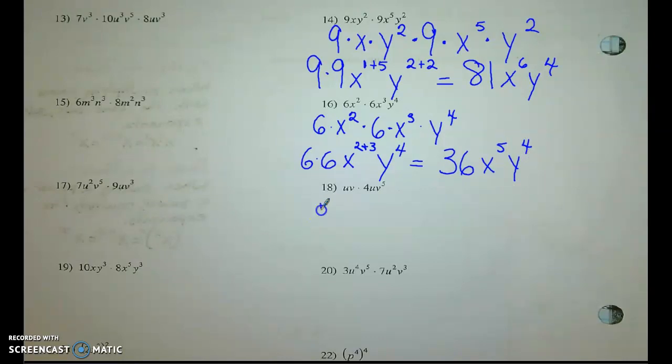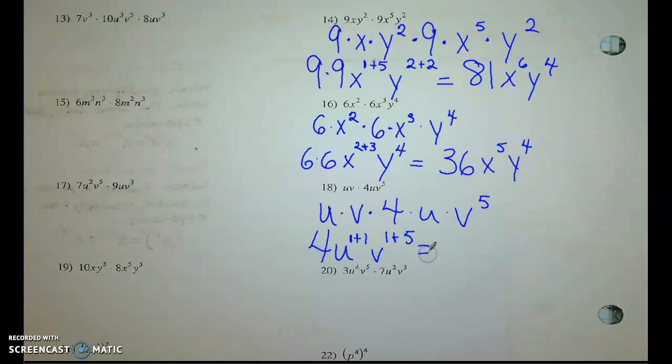Number 18, separating it out. U times v times 4 times u times v to the 5th power. Okay? We only have the 4, so I'm going to start out with it. And then I have my u's. Remember, when I don't see an exponent, it's really 1. So that's u to the 1st plus the 1st, and then v to the 1st plus the 5th. So that's going to leave us with 4 u to the 2nd power, v to the 6th power.